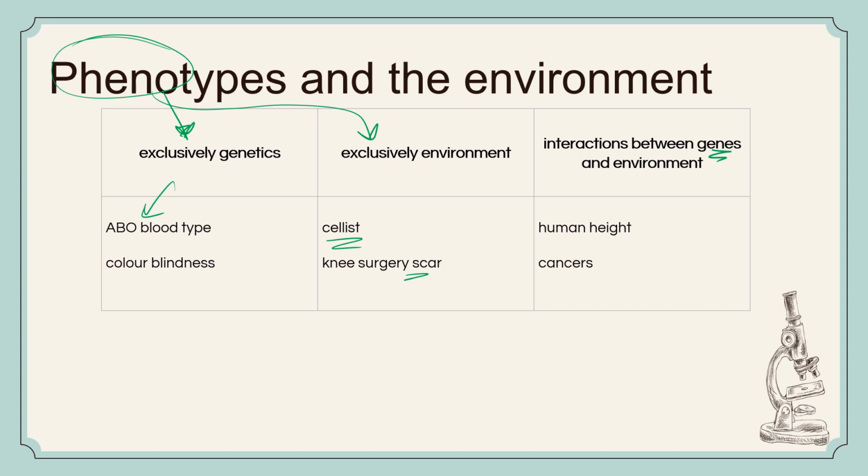Sometimes we have interactions between genes and environment that lead to a unique phenotype. For example, human height. How tall we are is part of the genes that we're born with, but also depends a little bit on our nutrition and how muscular we get at a young age and other factors. And so sometimes we have these interactions between genes and environment that lead to different phenotypes.